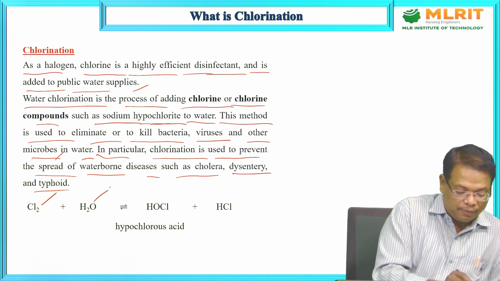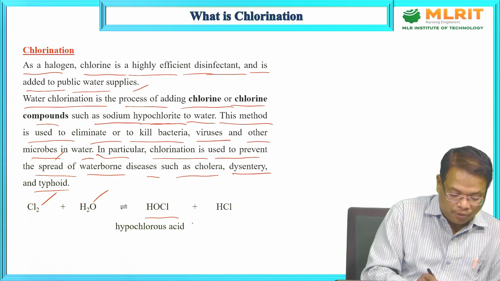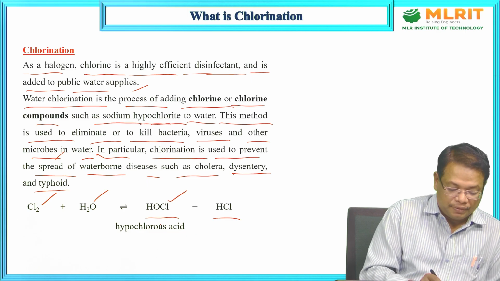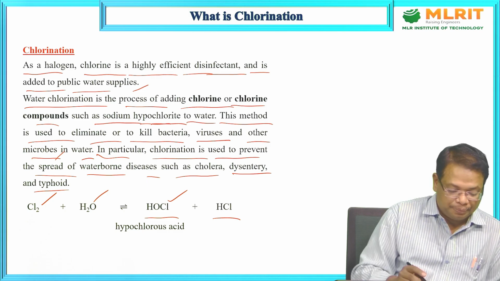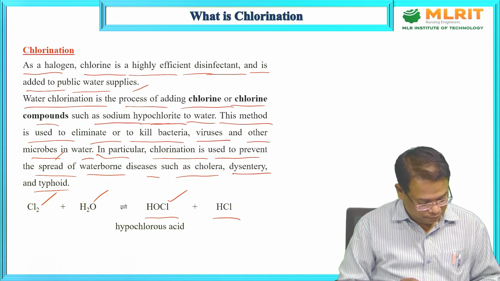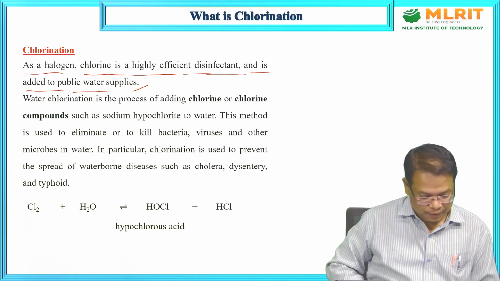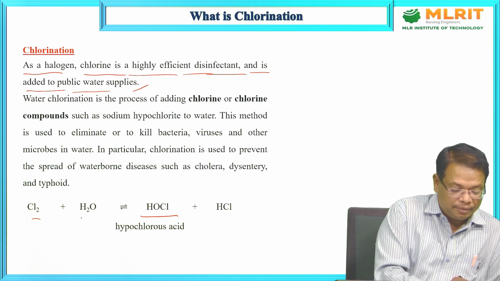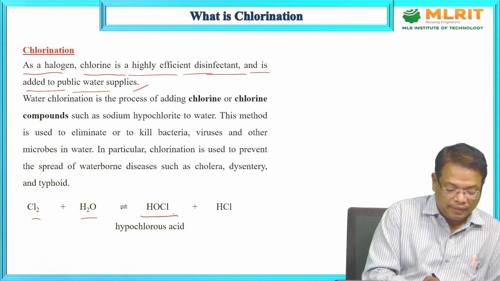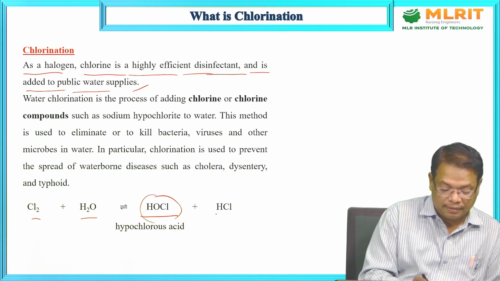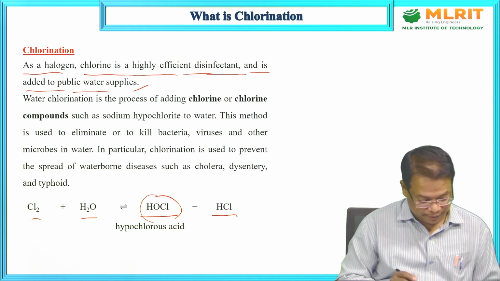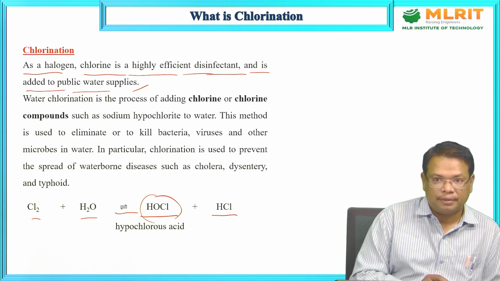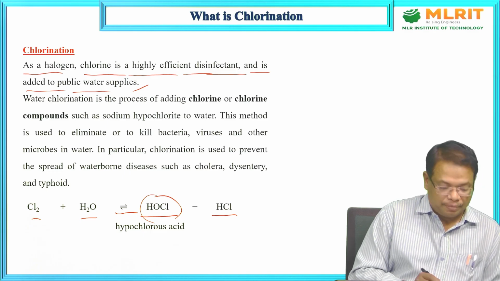Chlorine and water will form hypochlorous acid, which can kill bacteria. While adding Cl2 to H2O, we get HOCl, and HCl is a byproduct. This is a reversible reaction; it happens on both sides, a to-and-fro reaction.